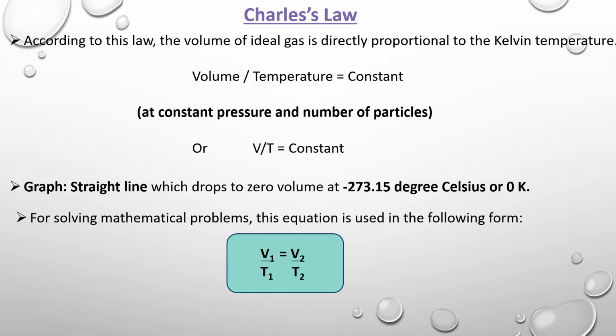Charles' law. According to this law, the volume of ideal gas is directly proportional to the Kelvin temperature. Volume divided by temperature is equal to constant at constant pressure and number of particles. Graph: straight line which drops to zero volume at minus 273.15 degrees Celsius or 0 K. For solving mathematical problems, this equation is used in the following form: V1 by T1 is equal to V2 by T2.